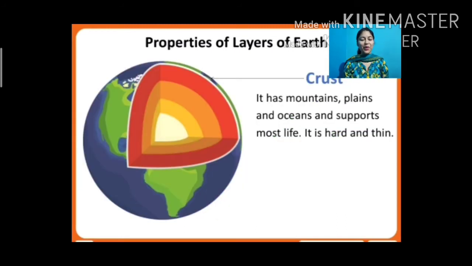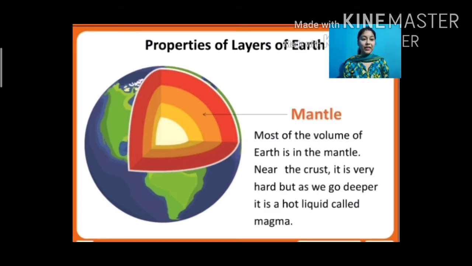Next we have learnt about properties of layers of earth. The first layer is crust, and crust has mountains, plains, oceans and supports most life. It is hard and thin. Next layer is mantle. Most of the volume of the earth is in the mantle. It is near the crust and it is very hard. But as we go deeper, it is hot liquid, and that hot liquid is called magma.